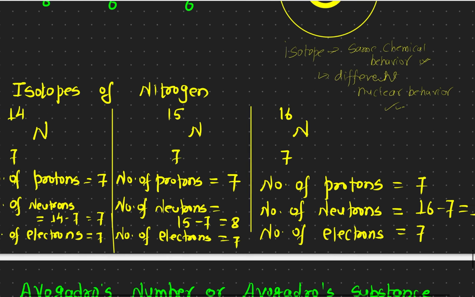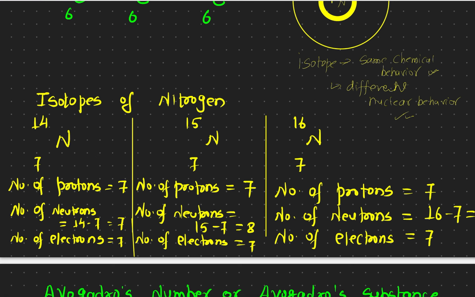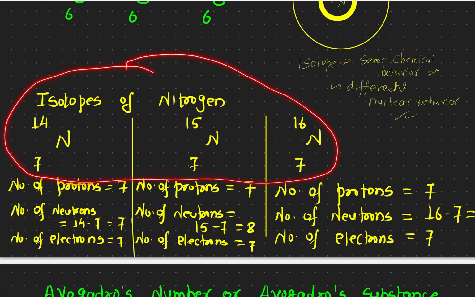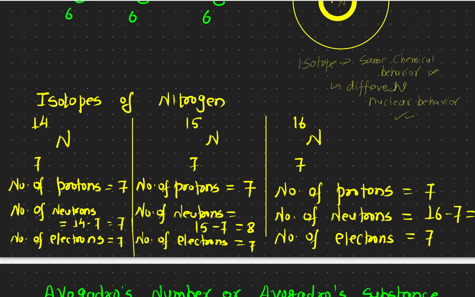So why do you call these isotopes? Because they have exactly the same number of protons but a different number of neutrons. So these are called isotopes: same number of protons but different number of neutrons.